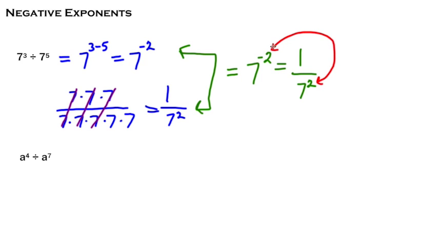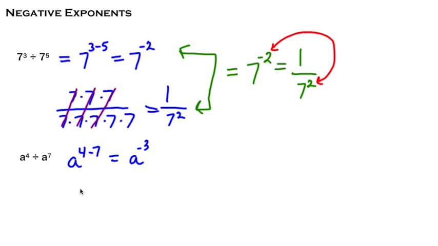And there is a shortcut that we're going to explore more as we talk about this in class. Now, again, with a variable here, I'm going to go ahead and take a to the 4th divided by a to the 7th. So I have a to the 4 minus 7. And that's going to be a to the negative 3rd.